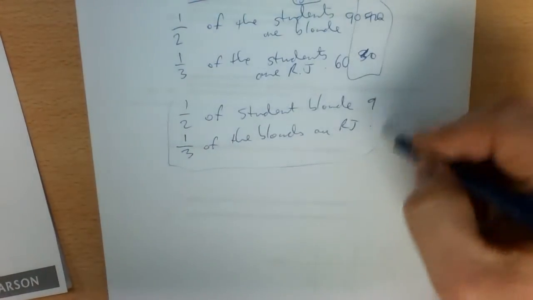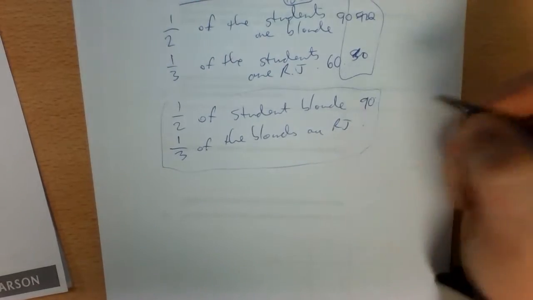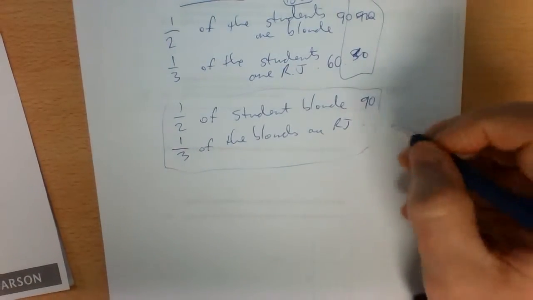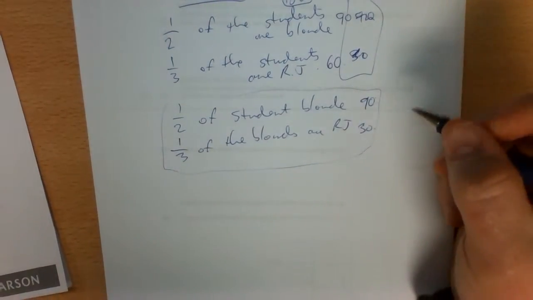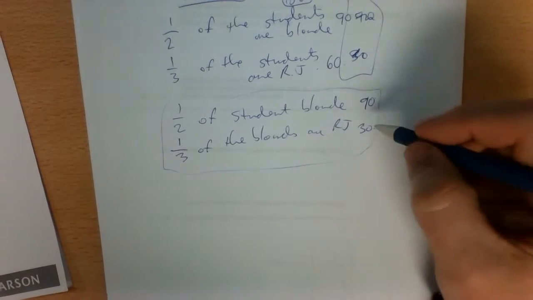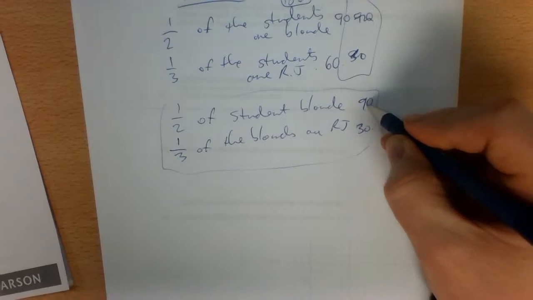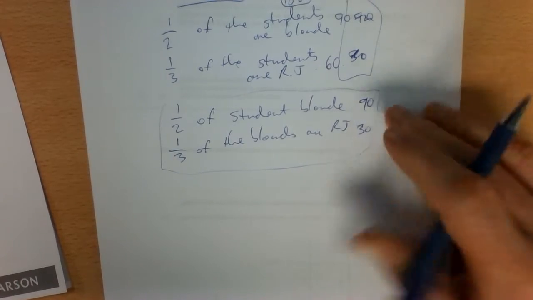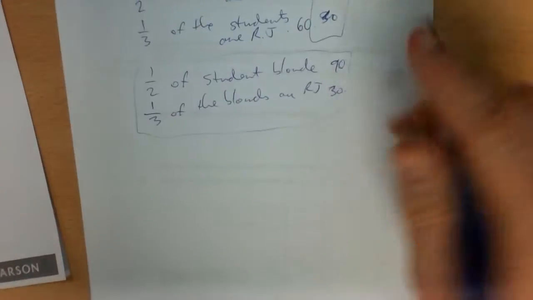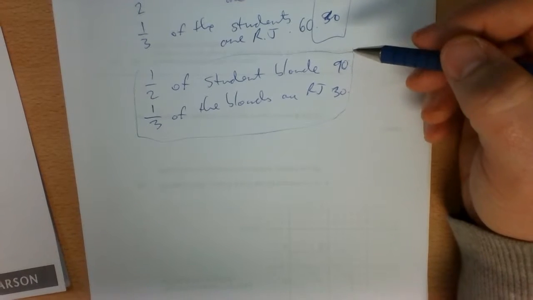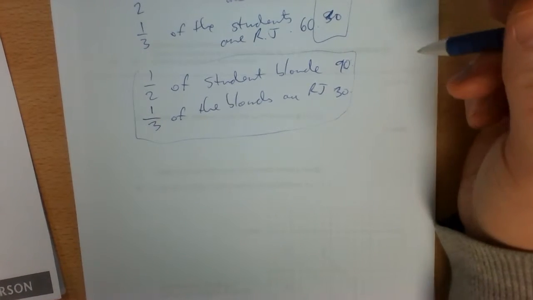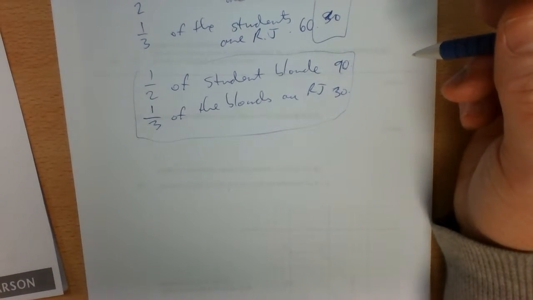Alternatively, I might say half of the students are blondes, so that would still be 90. But then I might say a third of the blondes are red jumpers, in which case that would now be 30. And there's total overlap between these because those 30 are entirely within those 90. And the reason why this is crucial is not only because it can lead to different numbers, as I've shown here, but because they often lead to completely different operations.